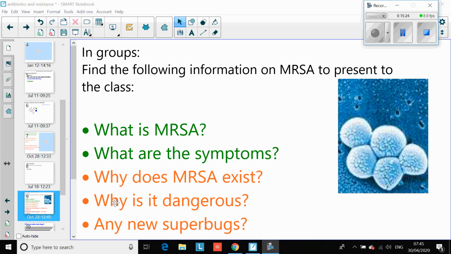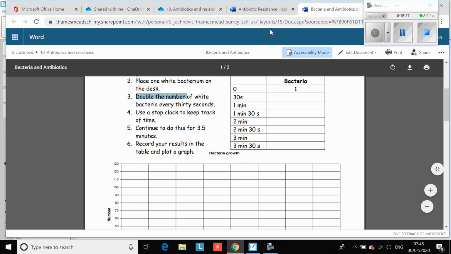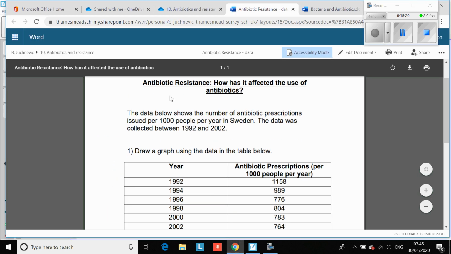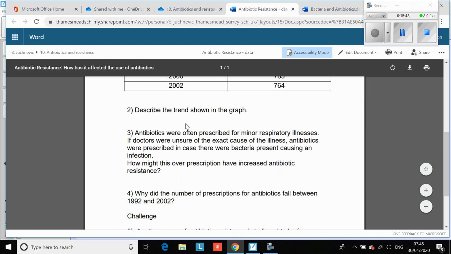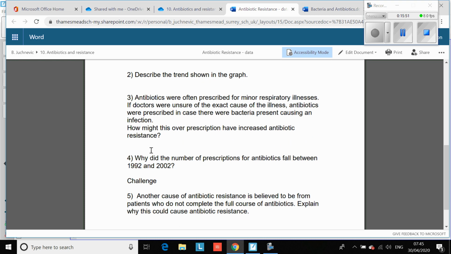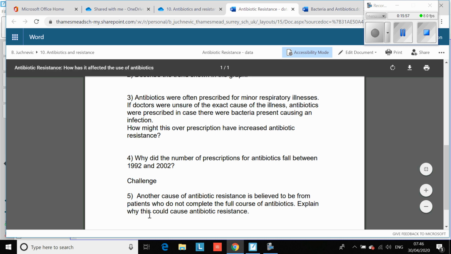However, your final task for today is also in assignments, which is a little bit about you using data. So antibiotic resistance, how has it affected the use of antibiotics? So you've got some data about the use of antibiotics and what that shows. Okay, so I'm going to leave these questions open, and then you can just do these on the sheet directly or in your book, and then upload them later. And this will probably take you about 10 minutes to do. If you can't quite manage the challenge, don't worry too much. I'll probably go through that at the beginning of next lesson.